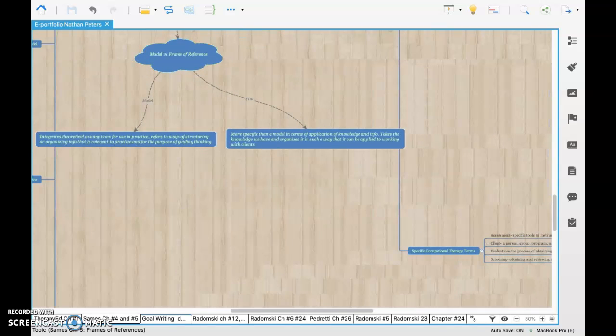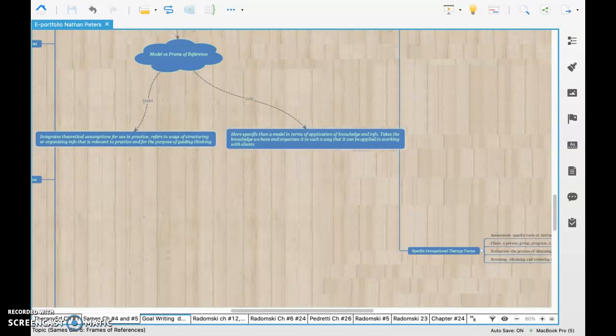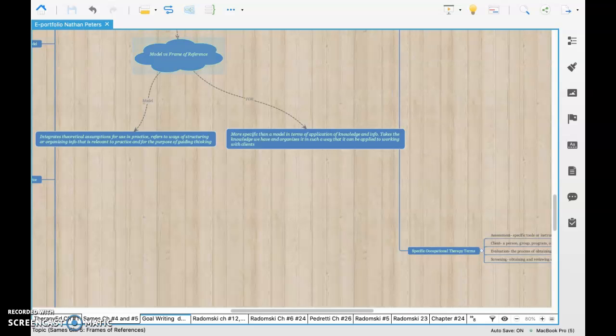And then I like this for the models and frames of reference. It integrates theoretical assumptions for the use of practice, first the ways of structuring or organizing information that is relevant to practice and for the purpose of guiding thinking. Just having something like this really serves as a kind of info sheet, breaking down models versus frames of reference, because this is often confused within the profession, and some people don't know the difference. This is important to know not only for fieldwork but also for the NBCOT.